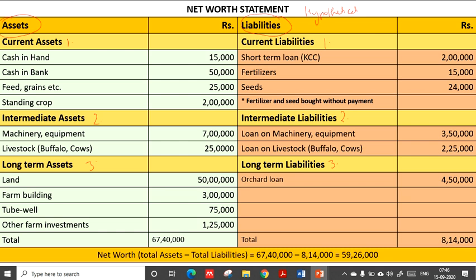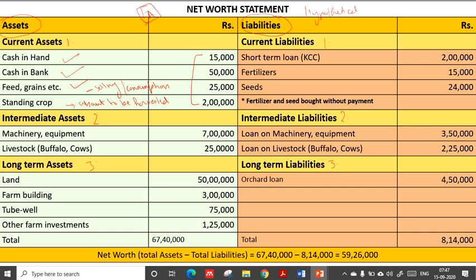Current assets. What are the types of current assets? Cash in hand, cash in bank, your deposits which you can go and take out easily. Feed and grains which you have for different purposes, but you can also sell them. They might be for consumption at your home, but when you need money you can easily sell them and get cash. And the crop that is standing, which is about to be harvested.